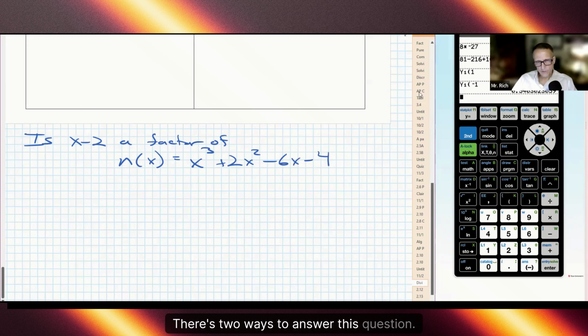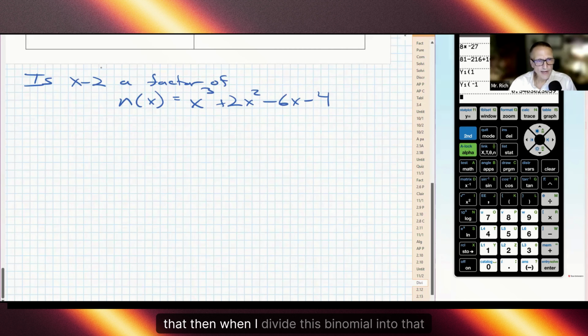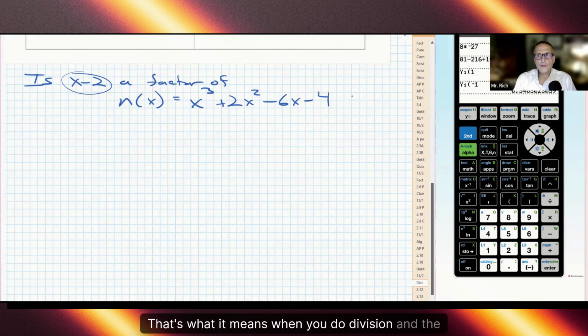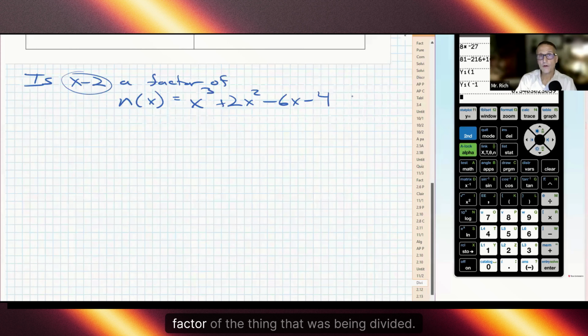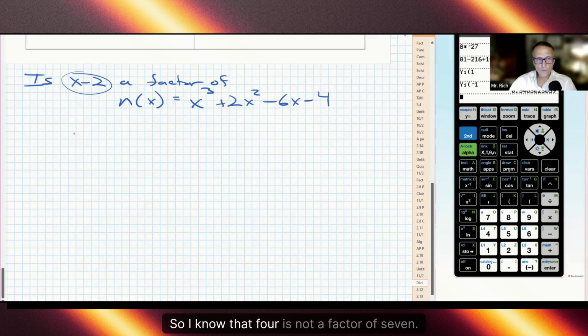There's two ways to answer this question. If x minus 2 happens to be a factor of that polynomial, then when I divide this binomial into that polynomial, the remainder should be 0. That's what it means when you do division and the remainder is 0. It means the thing that you were dividing by is a factor of the thing that was being divided, right? So I know that 4 is not a factor of 7, because when I divide 4 into 7, I don't get a remainder of 0. 4 is not a factor of 7.